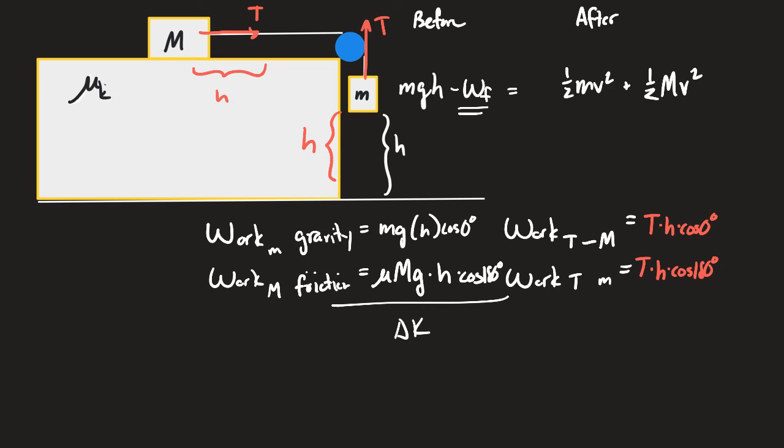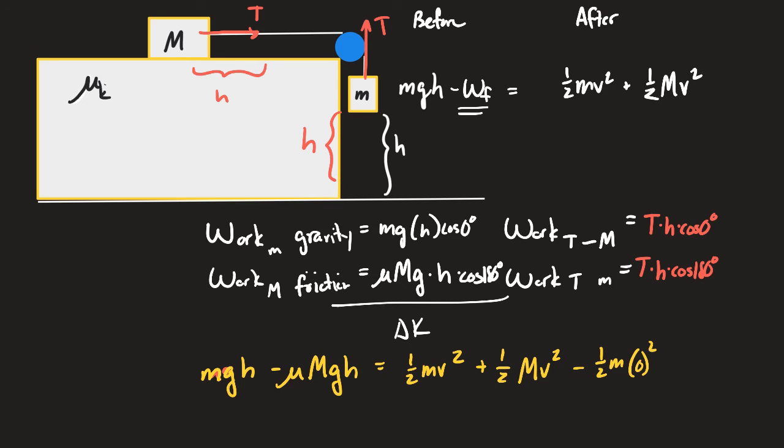When I add all this up, I will get, I'm going to use a different color, mgh minus mu mgh equals 1/2 mv squared plus 1/2 mv squared minus 1/2 m0 squared minus 1/2 m0 squared. I mean, you guys see it's the exact same thing, right? We okay with that? Find V.